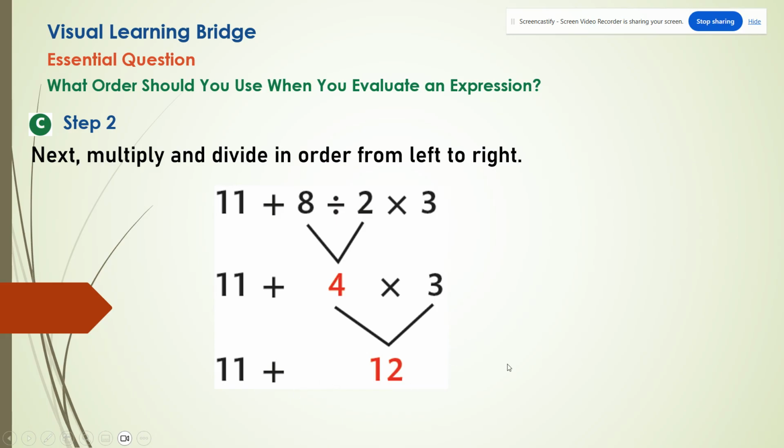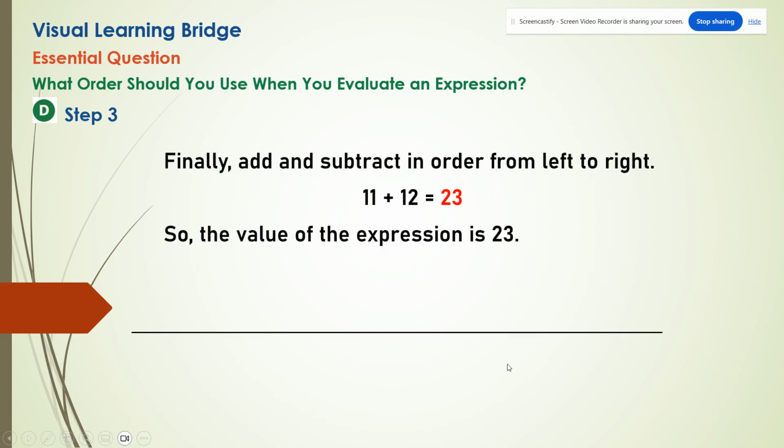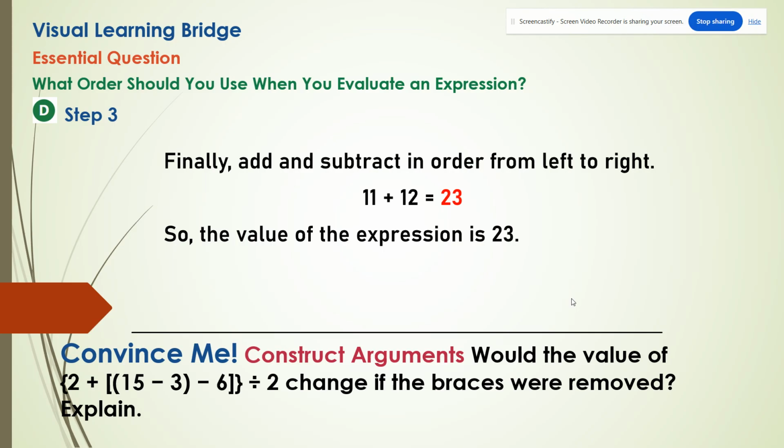But notice how you keep rewriting things. Step 3. Finally add and subtract in order from left to right. So we're going to show that 11 plus 12 equals 23. So when we evaluate this expression, the value of the expression is 23. Now, turn and talk with your partner about what would the value of 2 plus 15 minus 3 minus 6 divided by 2 change if the braces were removed?